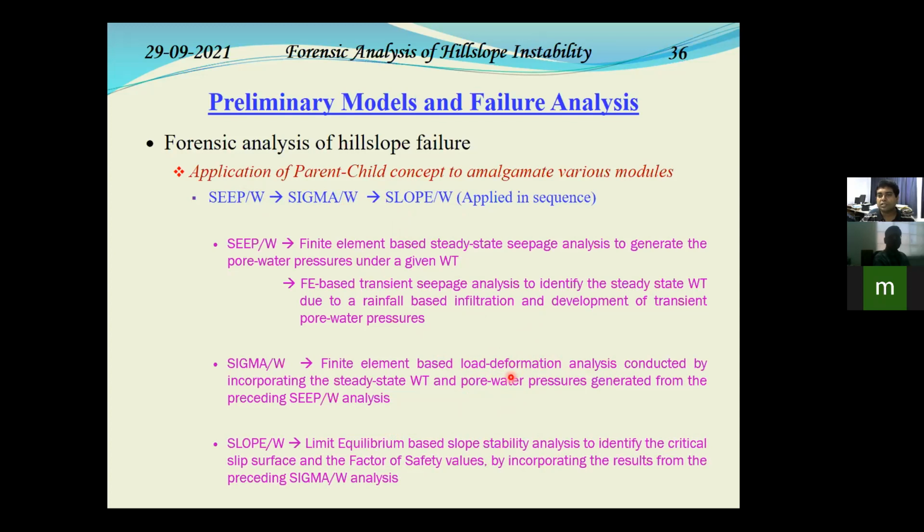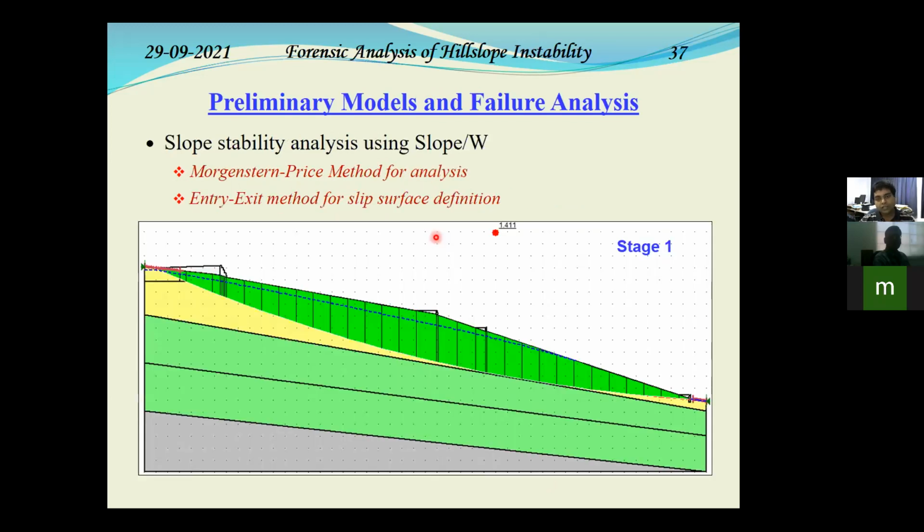In general, SLOPE/W can be used without any stress generated from SIGMA/W, just on the geometry, to figure out the stability. But in such forensic analysis, it is very important to understand the pore pressure and stresses generated and how they affect the slope stability or instability. So these should be applied in sequence when you do such failure analysis: SEEP/W, that is the pore water pressure analysis, SIGMA/W, that is the load deformation analysis, and finally SLOPE/W, the stability analysis. So we started looking into these analyses in stages, and finally we are basically interested to first of all look into whether the slope is stable or not.